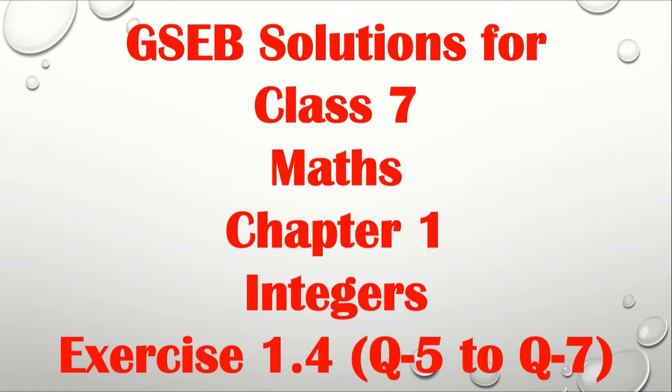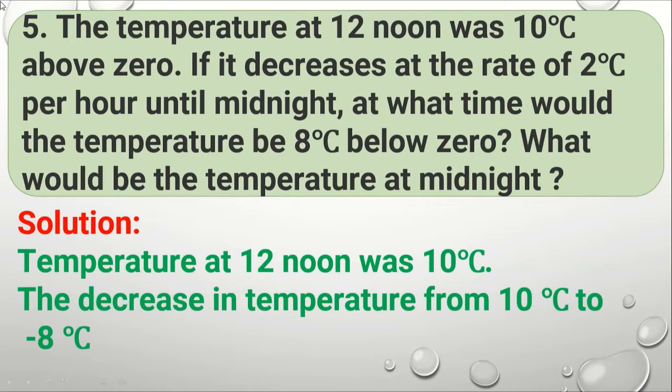Today in this video, we will see a video related to GSEB solution for Class 7 Mathematics, Chapter 1 Integer, Exercise 1.4, Question 5 to Question 7. So let's see the questions. Question 5: The temperature at 12 noon was 10 degrees Celsius above 0. If it decreases at the rate of 2 degrees Celsius per hour until midnight, at what time will the temperature be 8 degrees Celsius below 0? What will be the temperature at midnight?